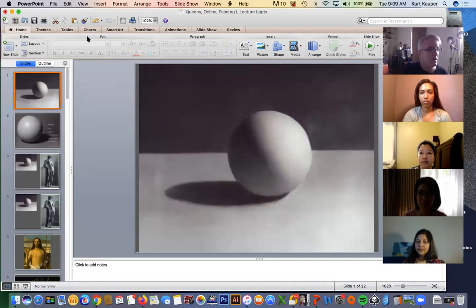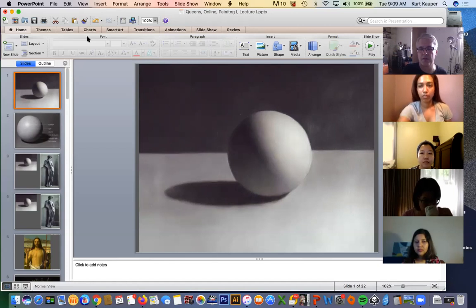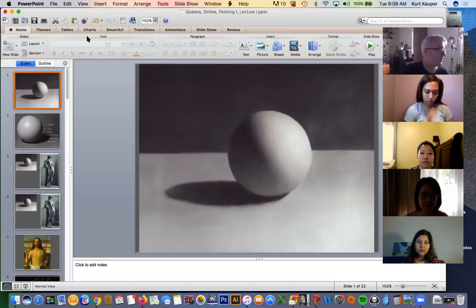Okay. So today I'm going to do a demo that will walk you through the steps I want you to take in the first painting I'm assigning. The first painting is a very simple painting of a geometric object illuminated by a single light source. So I have a cone set up. I'll show you my setup, and I'm going to illuminate it with a single light source.